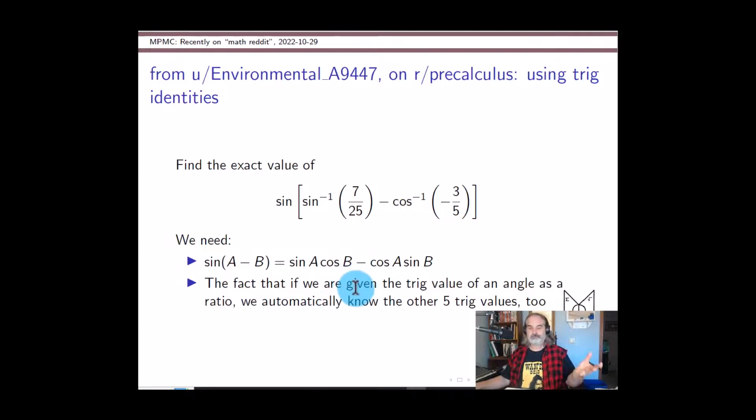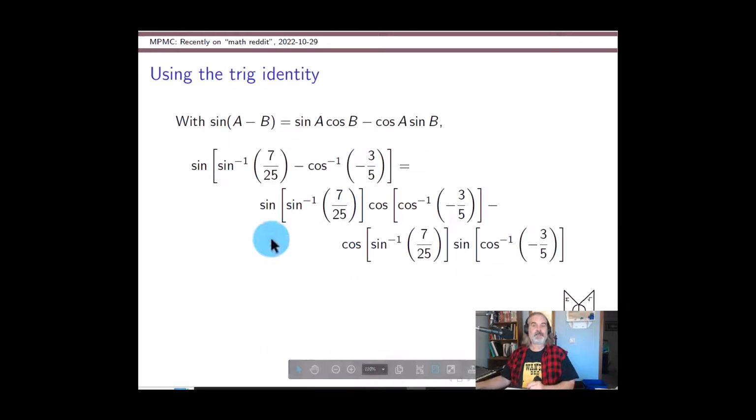And then the interesting fact here, this sort of sub-theme for this problem, is to remember that if you're given the trig value of an angle and you know it as a ratio, then you're automatically going to know the other 5 trig values. You may have to dig for them a little bit, but you can find them with relatively little pain. So that's what I'm going to try to illustrate here.